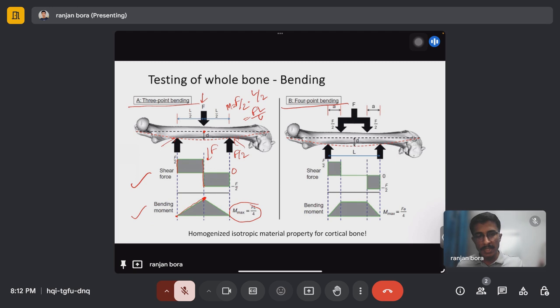So using this testing, we can find out what is the maximum applied force F we can act on the bone without getting any failure. And similarly, in the 4-point bending test, we apply force F at 2 points in the bone, and the bone is simply supported at these 2 points. And again, this is the shear force and bending moment diagram. Here the maximum bending moment is Fa by 4.